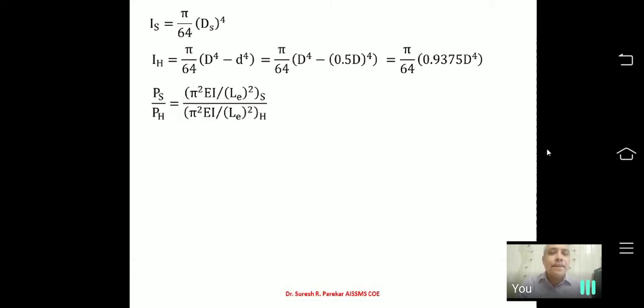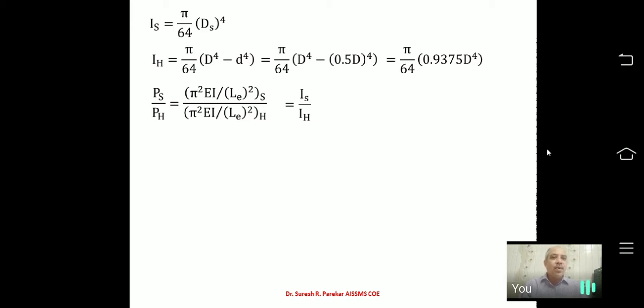Now we have P S upon P H. Whatever the end conditions may be, both ends hinged, pinned, fixed, anything, the formula is the same, so that doesn't matter. We have considered it as pi square E I upon L E square. Now as L E is the same, that gets cancelled. As pi square is the same, cancel. E cancels, but I will not be cancelled because our sections are different. Therefore P S upon P H simplifies to I S upon I H.